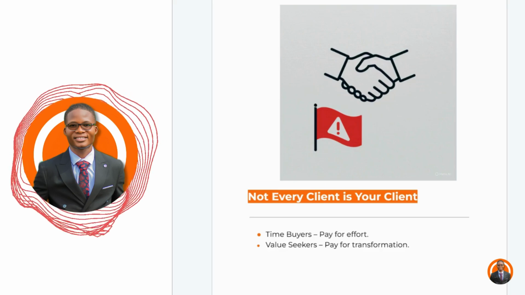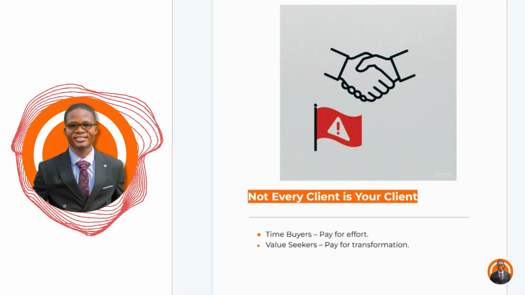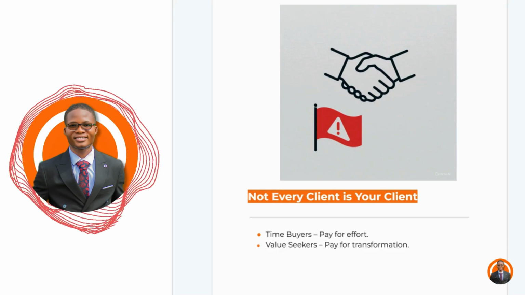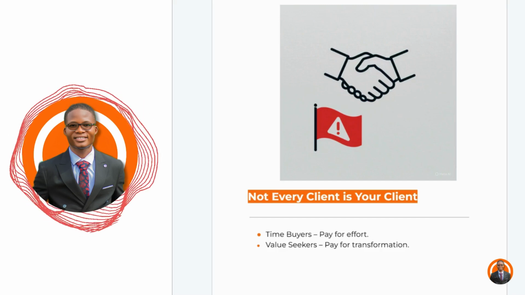There's what we call time buyers. Time buyers are the ones that pay you for your effort. One-off jobs, low price, and quick delivery. Oh, help me edit this thing for my product. Help me edit this video, pay for the video. They're time buyers. Second one is value seekers.